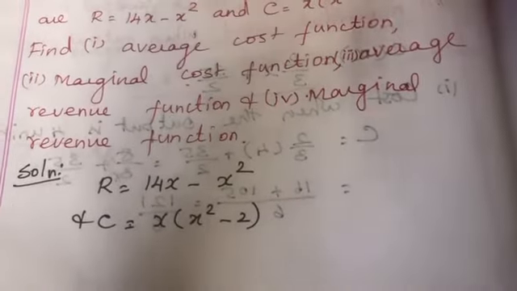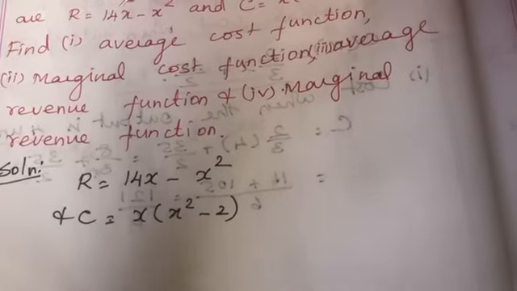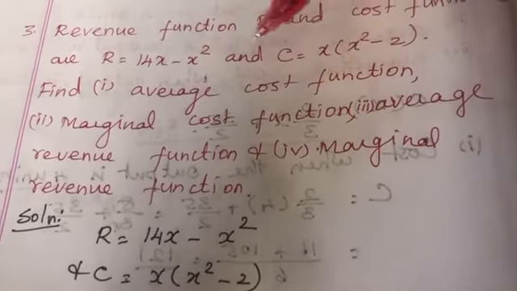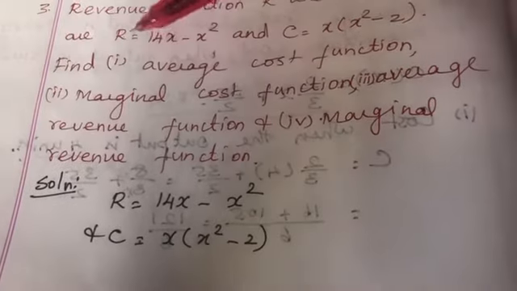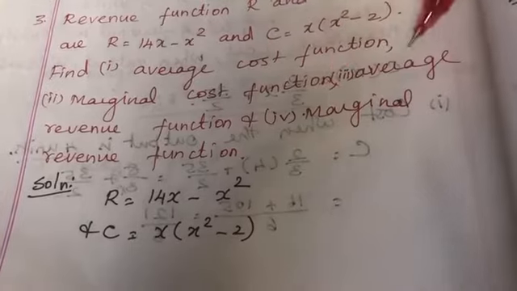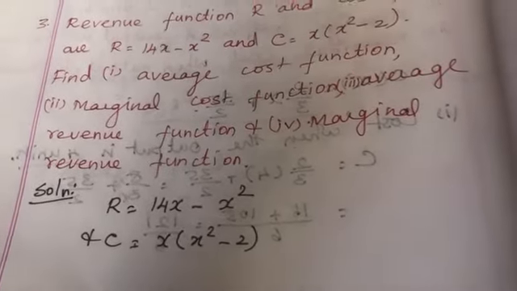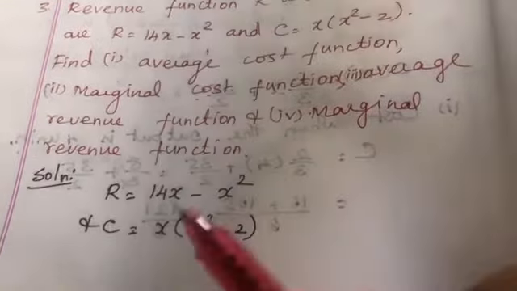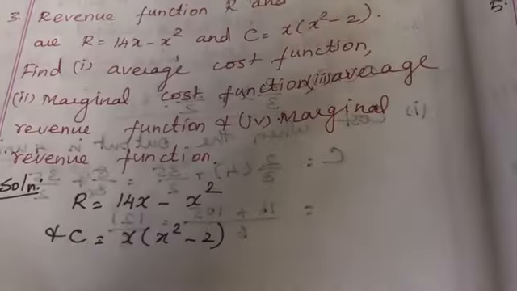Third problem, revenue function R and cost function C are R is equal to 14x minus x square and C is equal to x into x square minus 2. Find average cost function, marginal cost function, average revenue function, marginal revenue function. It is given that R is equal to 14x minus x square and C is equal to x into x square minus 2.